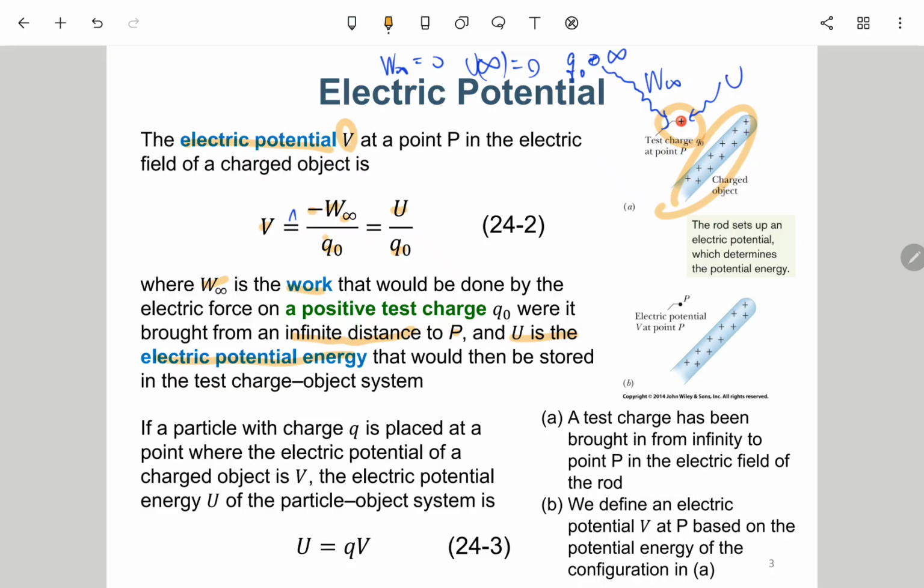We seldom use W infinity later on, but we generally will use the left side and the right side. We try to move Q0 to the left side and then swap left and right. We will have the potential energy equal to the charge multiplied by the electric potential. This formula we will use frequently throughout this course.